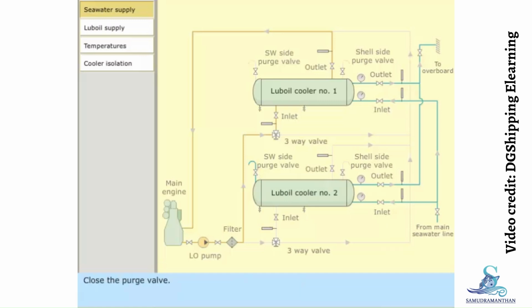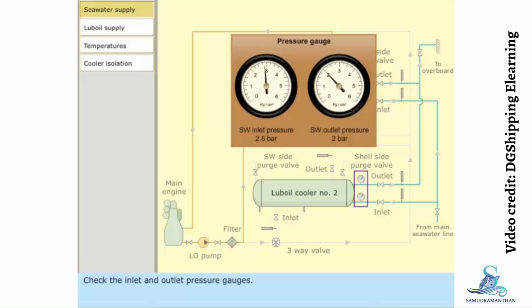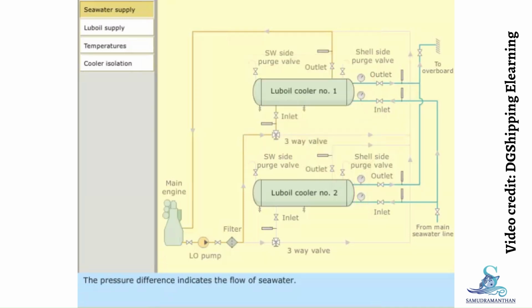Close the purge valve. Open the inlet valve fully. Check the inlet and outlet pressure gauges. The pressure difference indicates the flow of seawater. Circulate the seawater for 15 to 20 minutes before allowing the lube oil into the cooler. This is to prevent thermal straining of the cooler components.